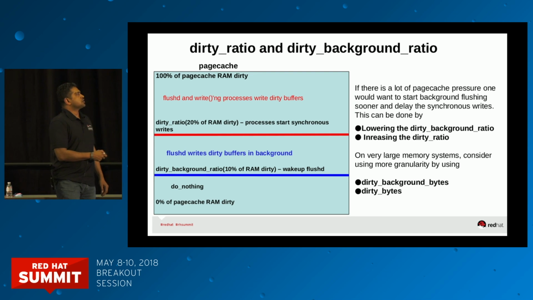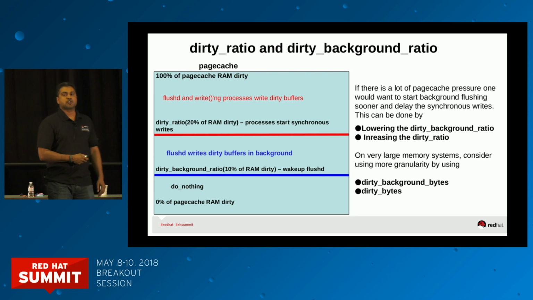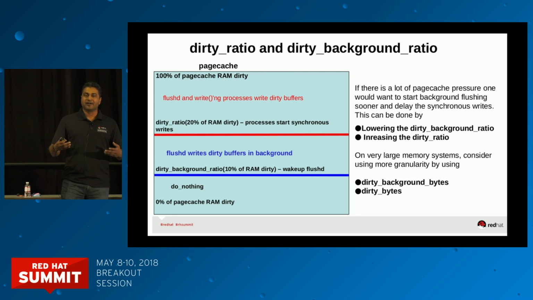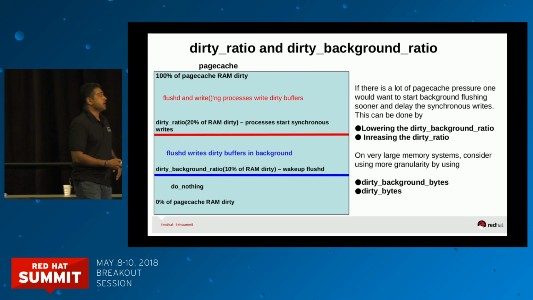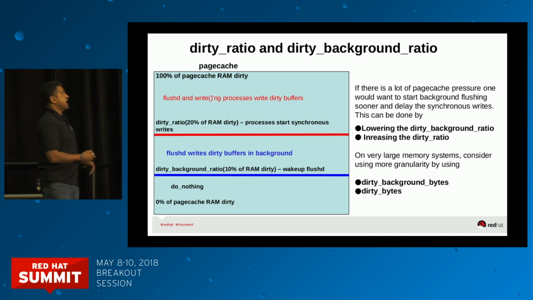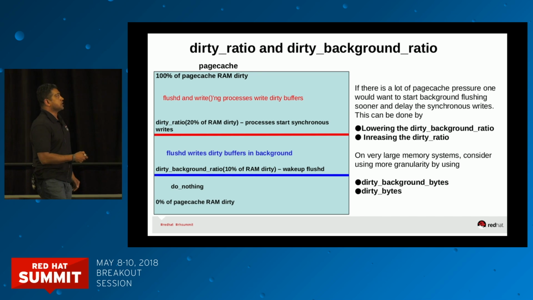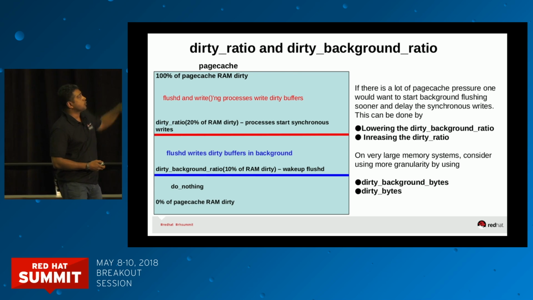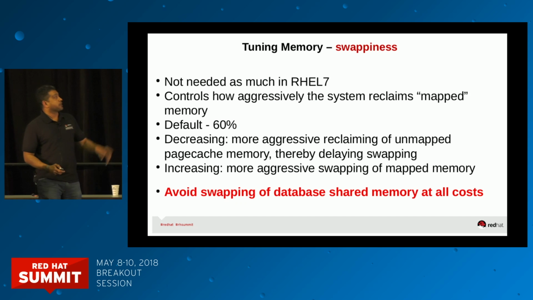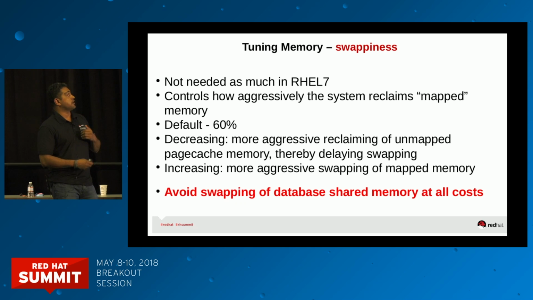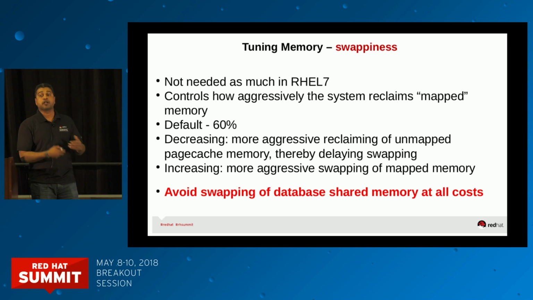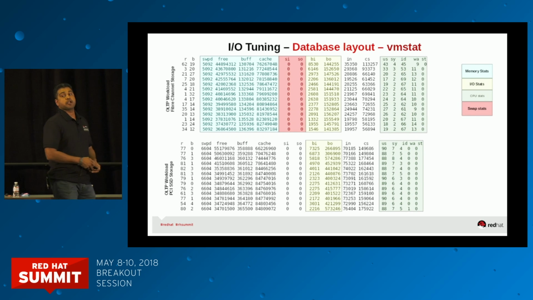Typically, I don't recommend increasing this, because you don't want that much dirty buffer sitting on your system if the system crashes. That can be a really bad thing. Normally, you would hope that the system won't crash, but I usually don't recommend bumping this up. But in certain cases, we've found that increasing it has also helped separate that gap so you don't hit the dirty ratio limit. Swappiness, I just mentioned this. By decreasing this value, you can do more aggressive reclaim of unmapped page cache memory, and you can delay swapping. Because when it comes to databases, swapping is bad.